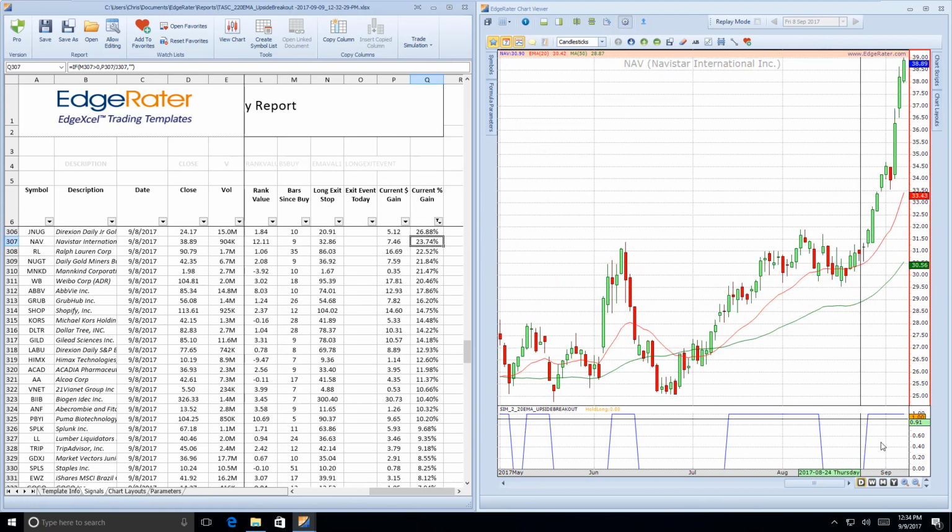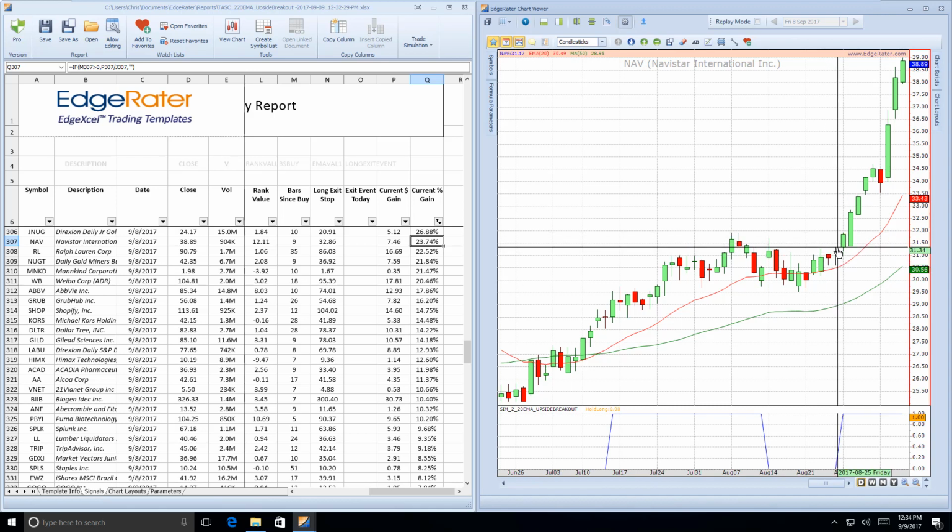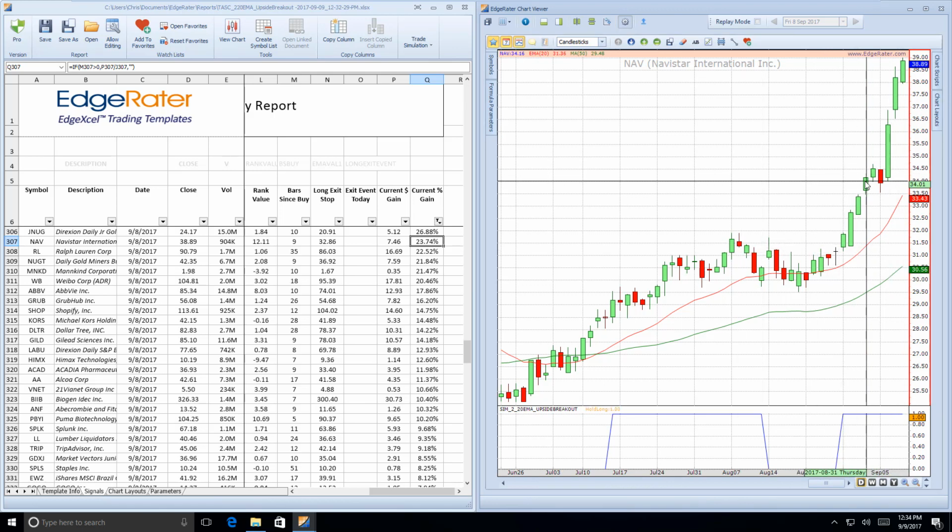Okay, now let's look at the next one on the list. The next one on the list is Navistar. Again here, the trade was entered before this week. It's still in the trade. It's currently up 23%. The entry was taken on this green candle here, 10 cents above this buy alert. And this week it's done very well, and it's currently up 23% overall.